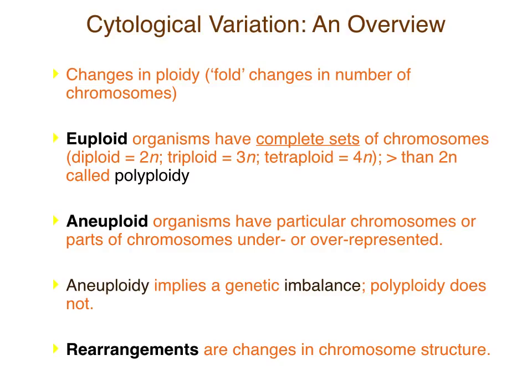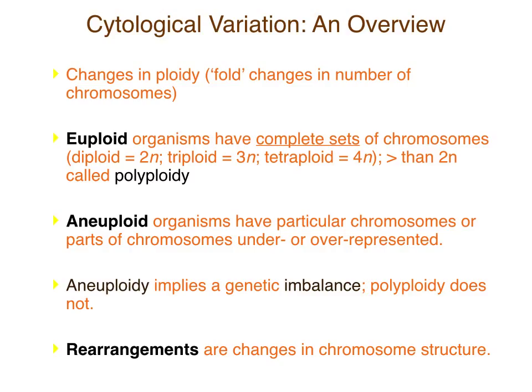Okay, so anytime there's over 2N, or anytime it's more than the diploid number, we call that polyploidy. So there's a whole bunch of copies. Aneuploidy means that the organism has particular chromosomes or part of chromosomes that are under or overrepresented. This is the sort of unbalanced part. Aneuploidy implies an imbalance. That's when we have conditions of sterility and things like that. And we'll talk about all of these.